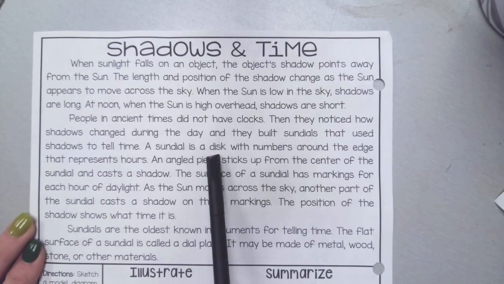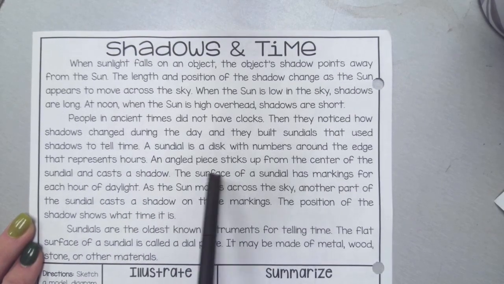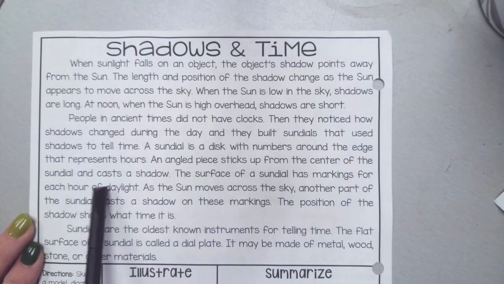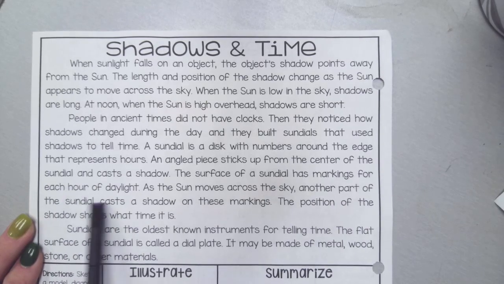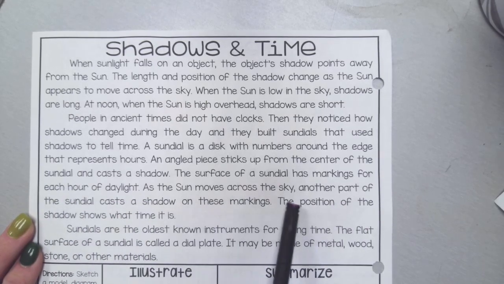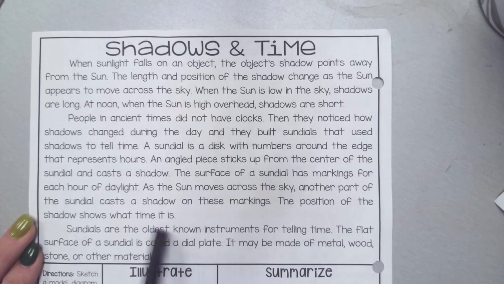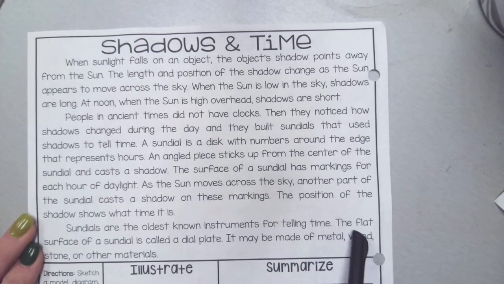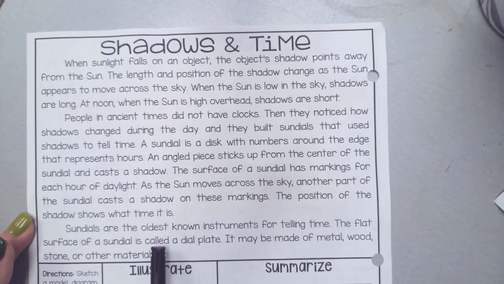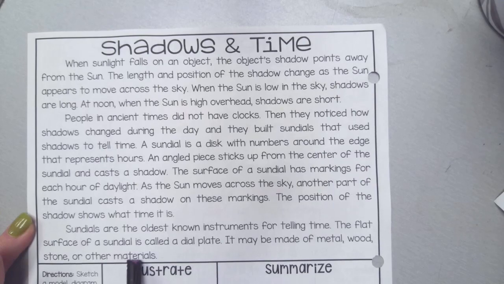A sundial is a disc with numbers around the edge that represents hours. An angled piece sticks up from the center of the sundial and casts a shadow. The surface of a sundial has markings for each hour of daylight. As the sun moves across the sky, another part of the sundial casts a shadow on these markings. The position of the shadow shows what time it is. Sundials are the oldest known instruments for telling time. The flat surface of a sundial is called a dial plate. It may be made of metal, wood, stone, or other materials.